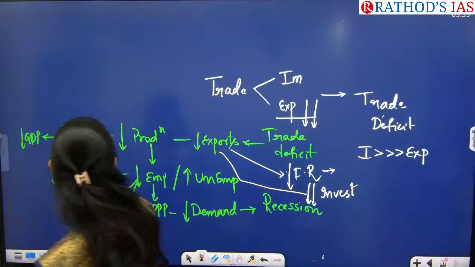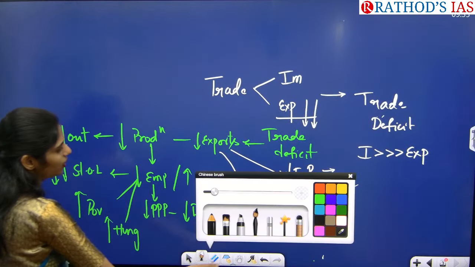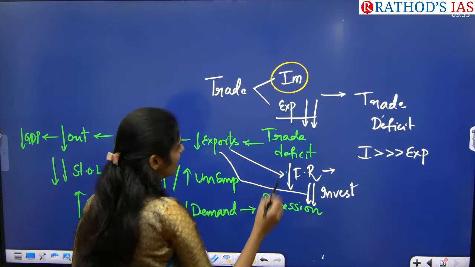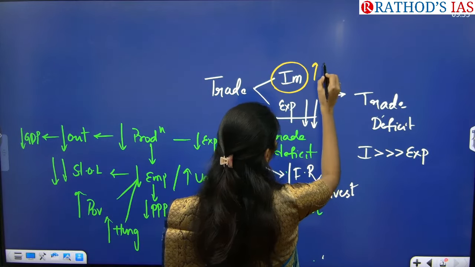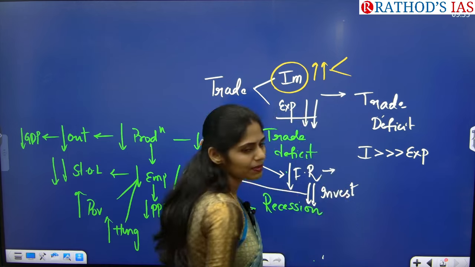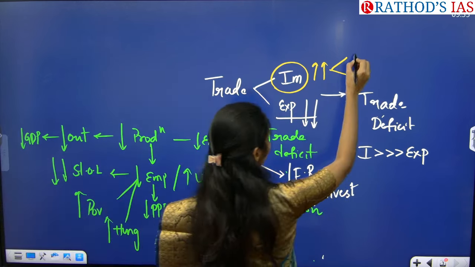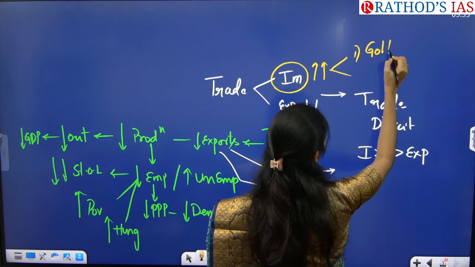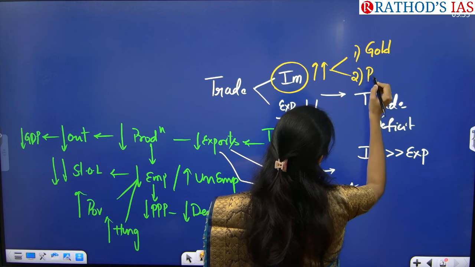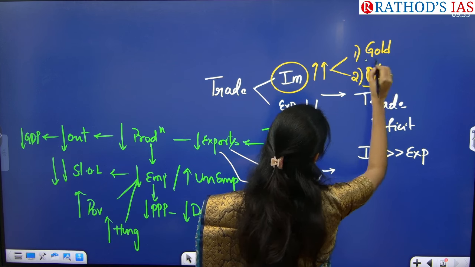Okay, so till now we discussed only exports. Now let us dig into imports. This article is saying that there is an increase in imports. Especially, this article is focusing on two important areas where imports are increasing. The first one is gold imports. The second one is oil, crude oil imports are increasing.